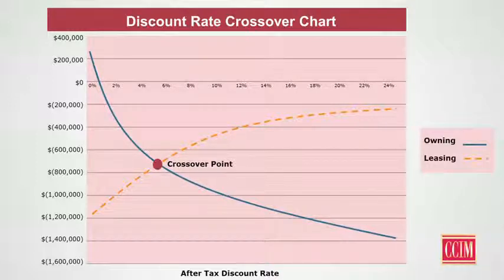Now, the crossover chart always indicates that owning is a better financial alternative when the discount rates are low, and leasing is always the better alternative when the discount rate is high. Let's take a moment to contemplate this.